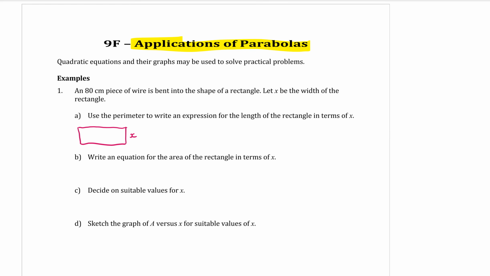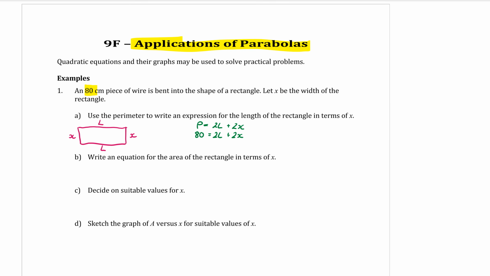Part A says, use the perimeter to write an expression for the length of the rectangle in terms of x. So I need to know what the length of the rectangle is. So I've got a length there, and width there, width there. So if I wanted to know the perimeter of that rectangle, P for perimeter is going to be equal to 2 lengths and 2 widths, so 2L plus 2x. The question told me that the piece of wire that I'm using to make this rectangle is 80 centimeters long. That 80 centimeters then has to be the perimeter. So let's sub that in here.